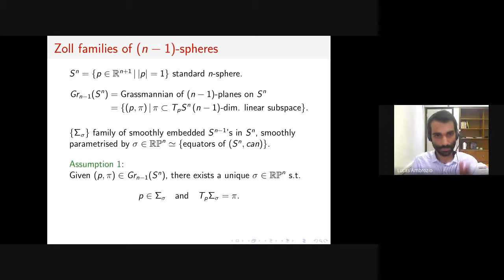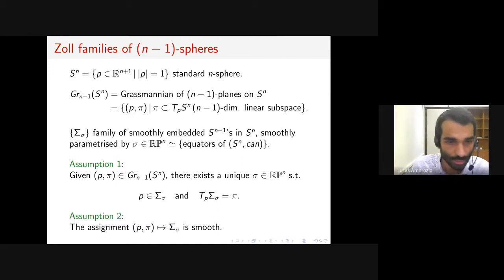And then finally, let me make two extra assumptions. The first assumption is that for each point in the Grassmannian, namely for each p in Sn and each hyperplane pi of T_pSn, there exists a unique parameter sigma such that the corresponding surface Sigma_sigma contains the given point p and is tangent to the given plane pi at that point p. And the other assumption is that this assignment is smooth. So as I vary p and pi, those Sigma_sigma vary smoothly as graphs.